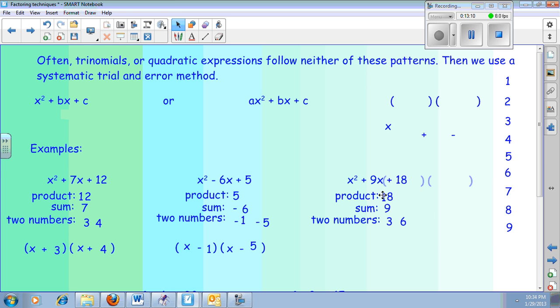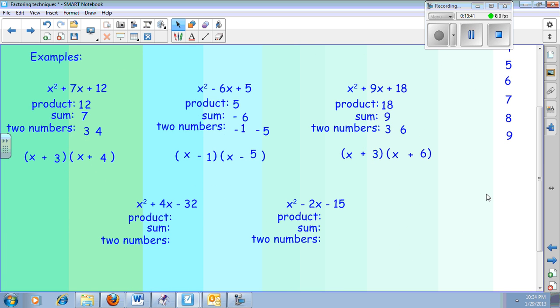So we're ready for our parentheses. Bring an x down to start each one, because if we multiply first terms, we need x squared. Then we want to multiply last terms and get our 18, so that's our 3 and 6. And since we want to end up with a sum of 9, 3 plus 6 is 9, so it has to be positive 3 and positive 6.